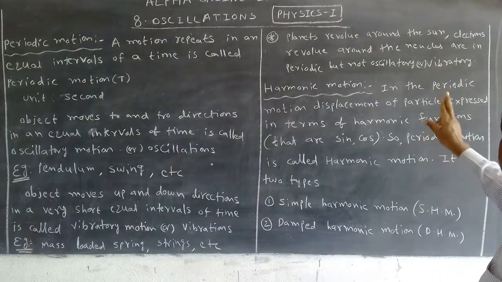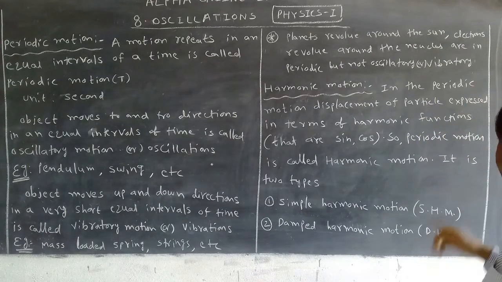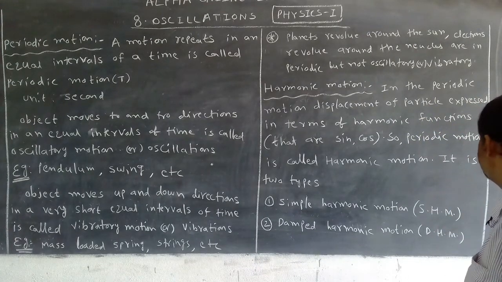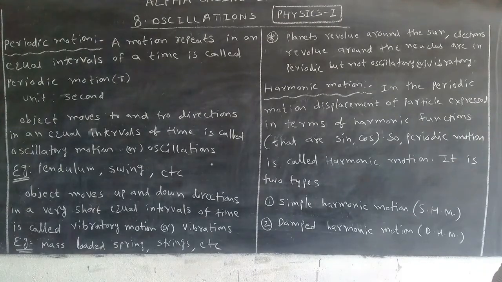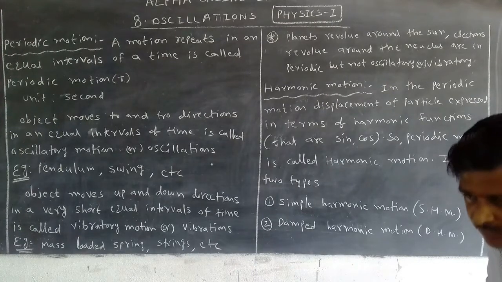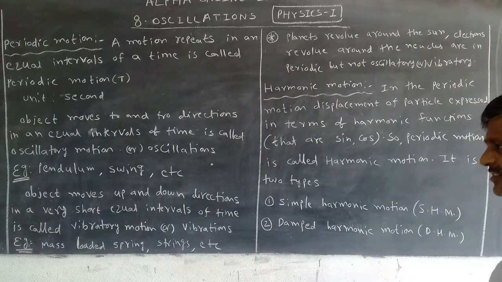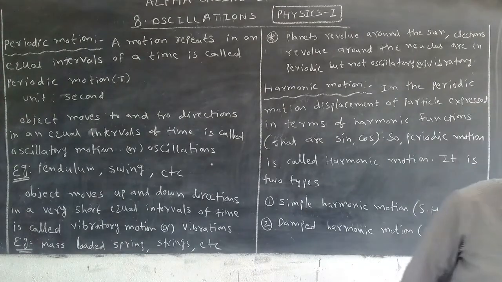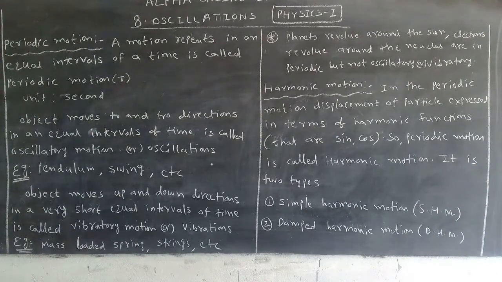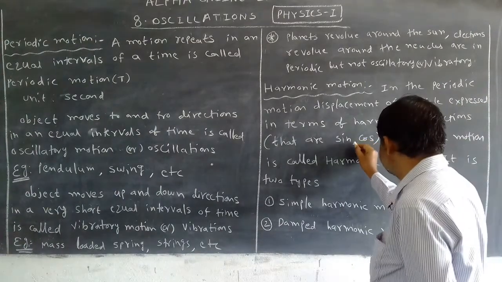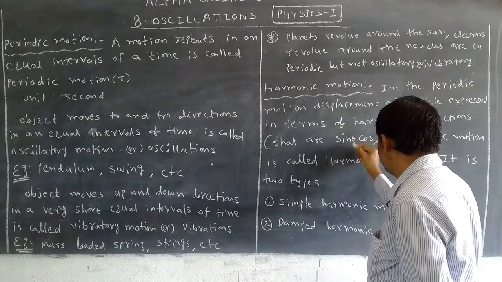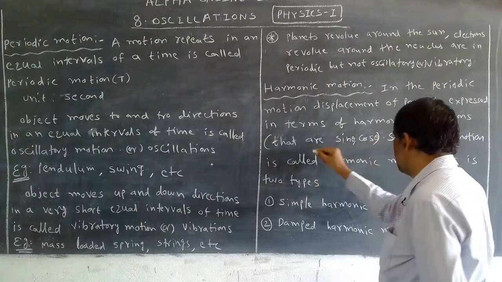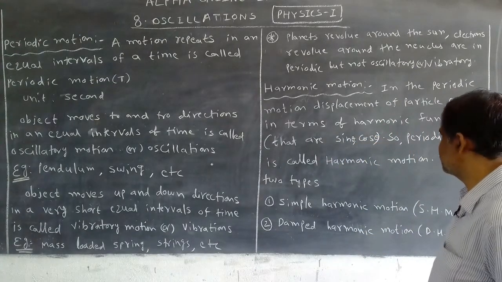Now in a periodic motion, the displacement of a particle is expressed in terms of harmonic functions. Which are called harmonic functions? Sin theta and cos theta, or shortcut sin and cos. Sin theta, cos theta, these two are called harmonic functions.